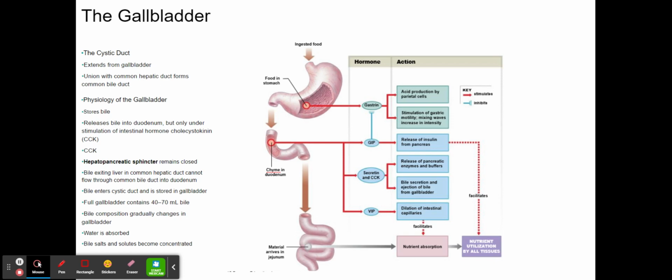This does not seriously impair digestion because bile production continues at normal levels. However, the bile is more dilute, and its entry into the small intestine is not as closely tied to the arrival of food in the duodenum.